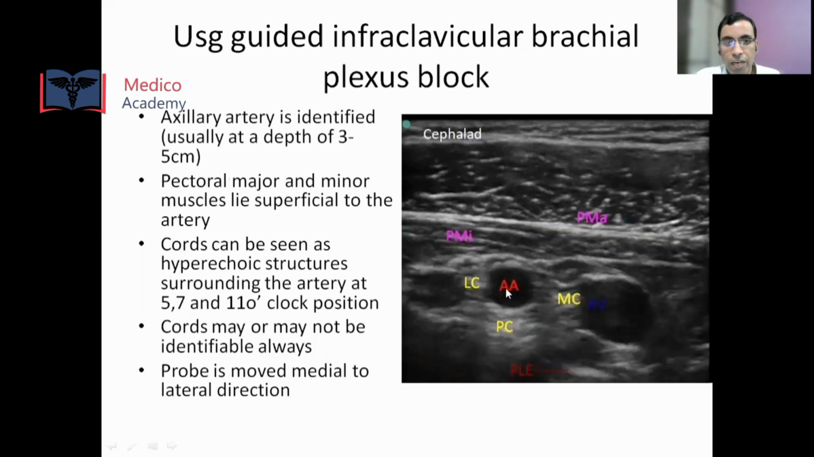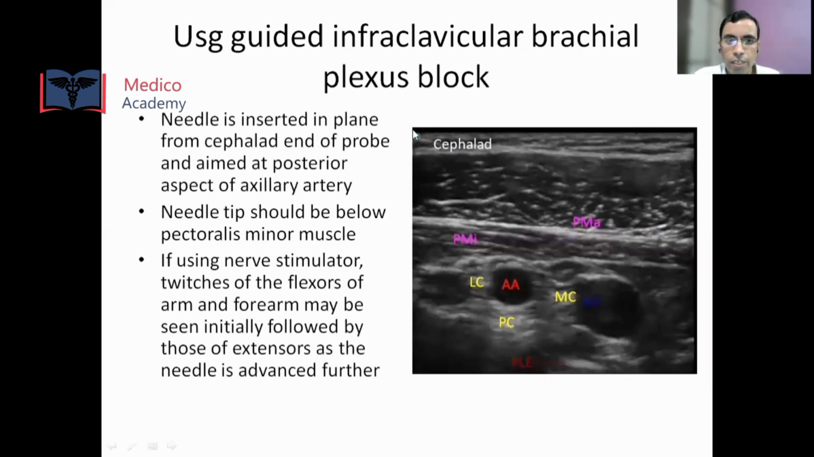First of all, the axillary artery is identified, usually at a depth of around 3 to 5 centimeters. Pectoralis major and minor muscles are identified. They lie superficial to the artery. The cords can be seen at somewhere around 5 o'clock, 7 o'clock, and 11 o'clock positions. The cords may or may not be visible. The probe can be moved medially or laterally for better visualization of the cords.